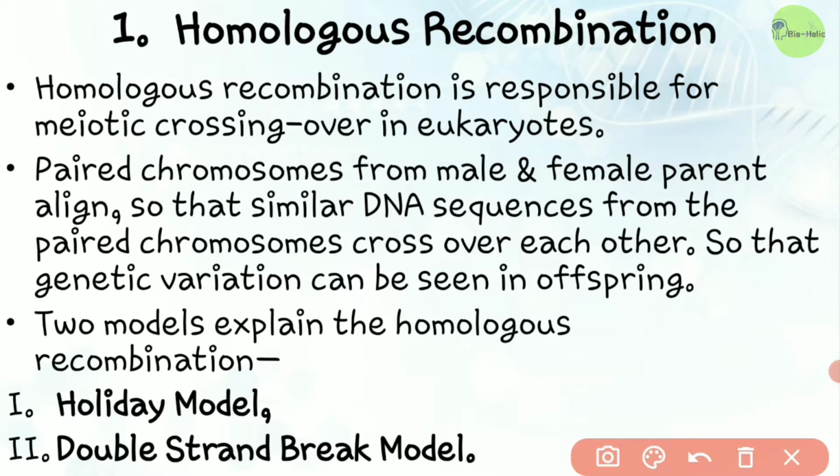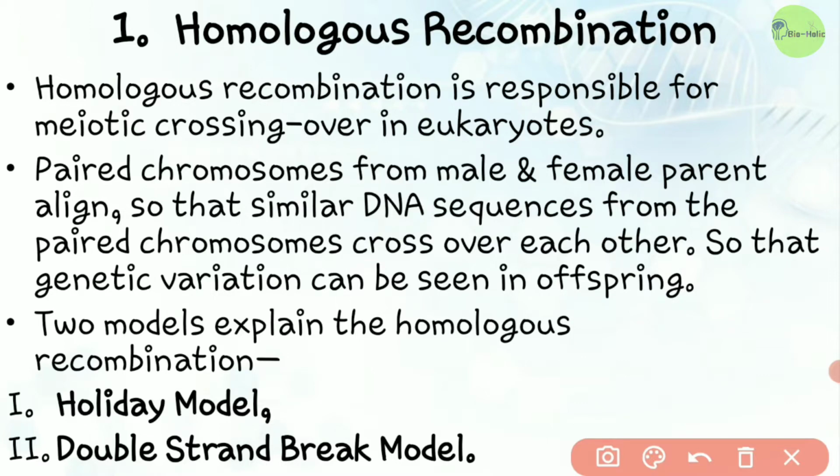So there are mainly two types of DNA recombination processes: homologous recombination and site-specific recombination. So let's see what is homologous recombination. Homologous recombination is a type of genetic recombination that occurs during meiosis or during the formation of germ cells, that means the egg and sperm cells, right?